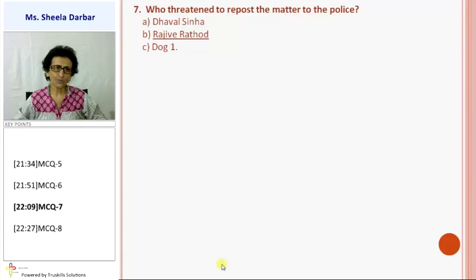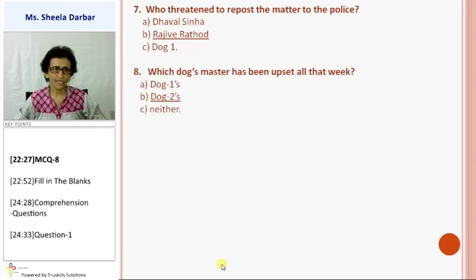Number 7th one. Who threatened to report the matter to the police? Was it Colonel Sinha? Was it Rajiv Rathore? Or was it dog 1? It is Mr. Rathore. 8th one. Which dog's master has been upset all that week? This particular section, you will find it in the dialogue between the 2 dogs. And it is the dogs who are saying for how long the masters have been upset. It is dog 2 who has observed his master being upset for almost a week.